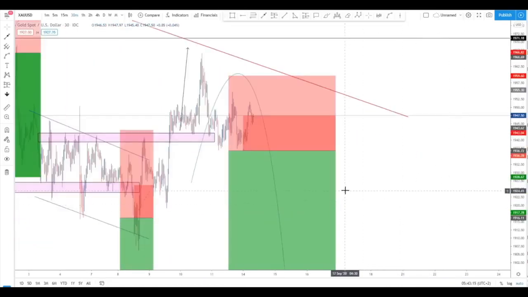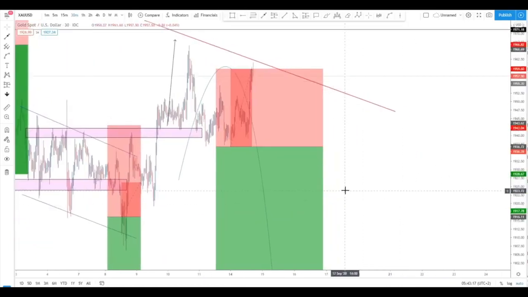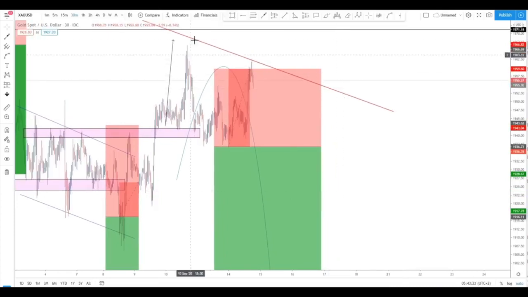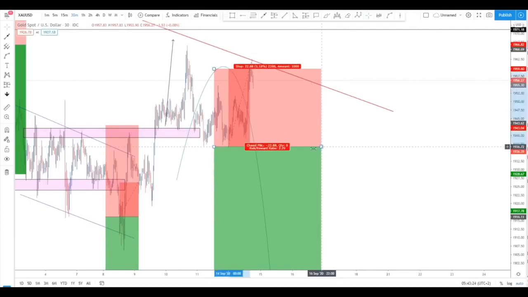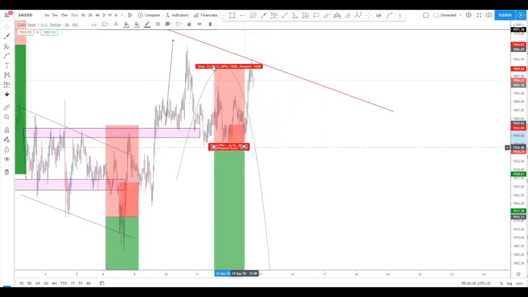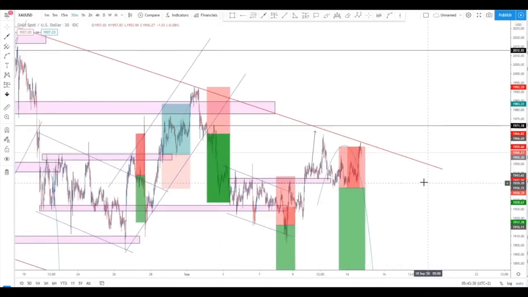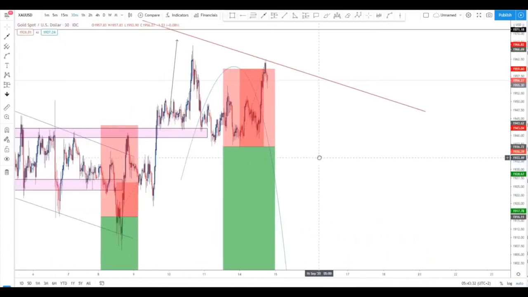Did it open my trade? Looks like it opened my trade. It took me out once again. Bad trade. Not a good day. Not a good week, guys. But do we lose hope? We don't. We don't lose hope. We continue.